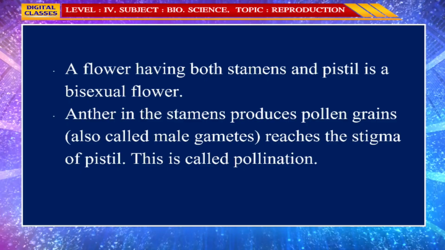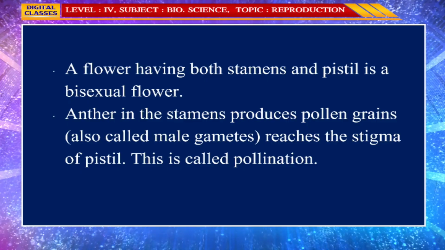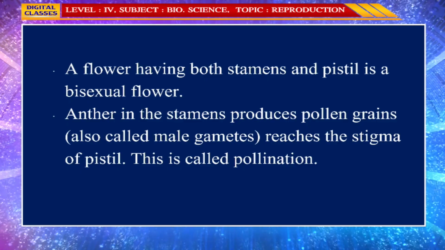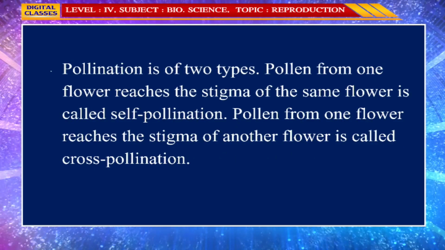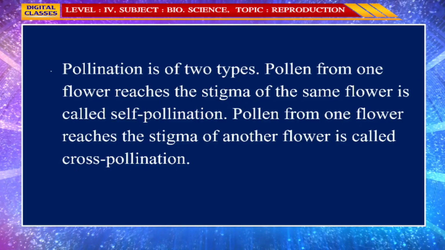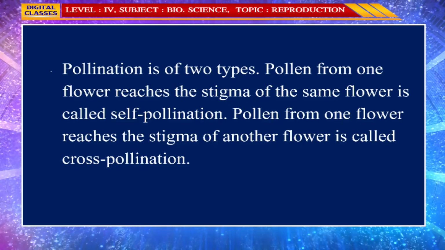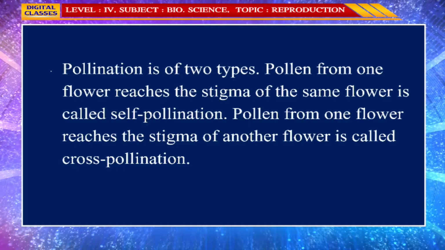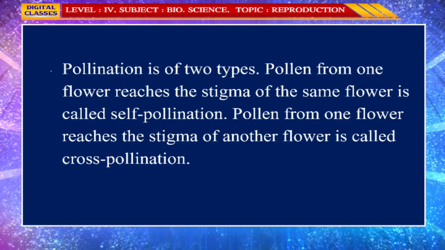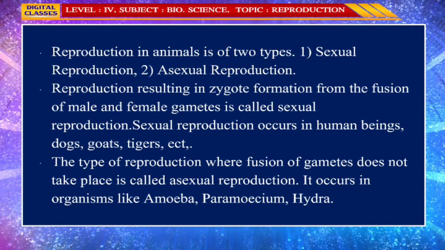Anthers in the stamens produce pollen grains, also called male gametes, which reach the stigma of the pistil. This is called pollination. Pollination is of two types. Pollen from one flower reaching the stigma of the same flower is called self-pollination. Pollen from one flower reaching the stigma of another flower is called cross-pollination.